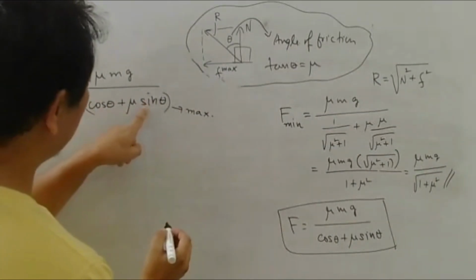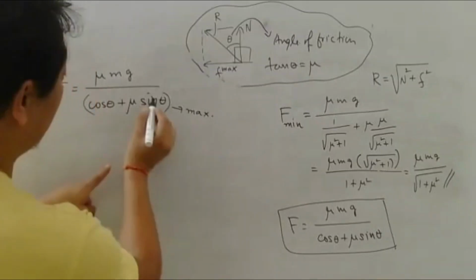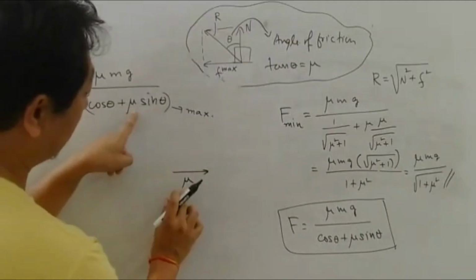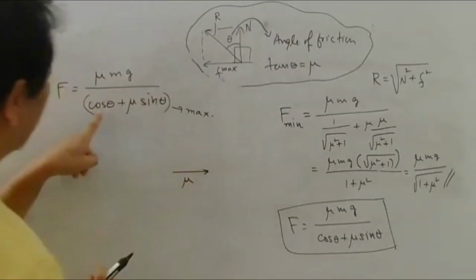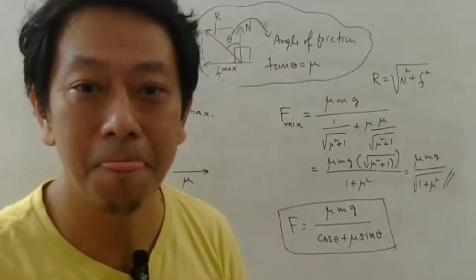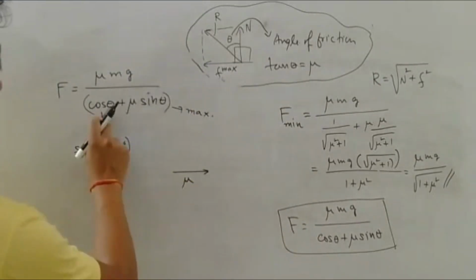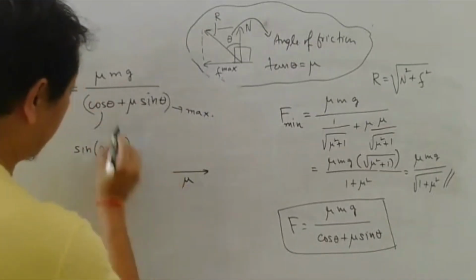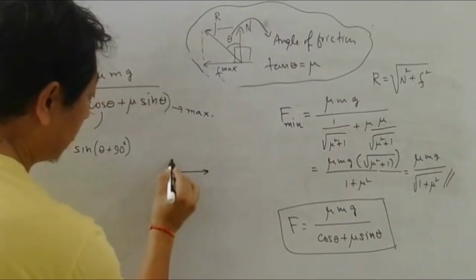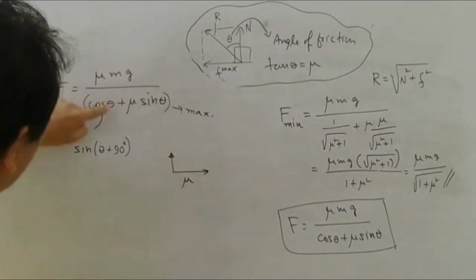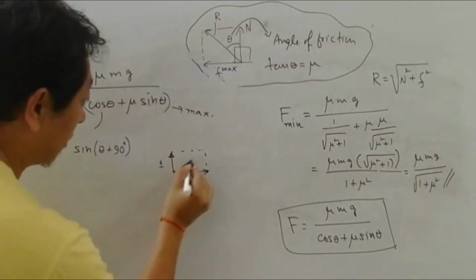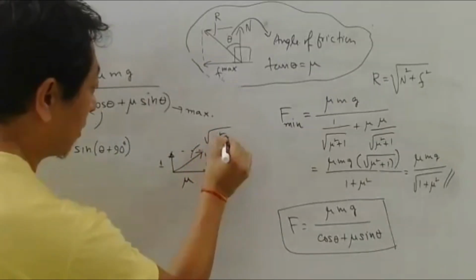If I represent this as a phasor, it will have a peak value of mu, and the phase is, let's say, here. Then cos theta has what phase difference? 90 degrees more, because cos theta is sin theta plus 90. So if you represent this quantity by a phasor here, and its peak value is 1, what is the peak value of the whole quantity? Take the resultant: root over mu square plus 1.